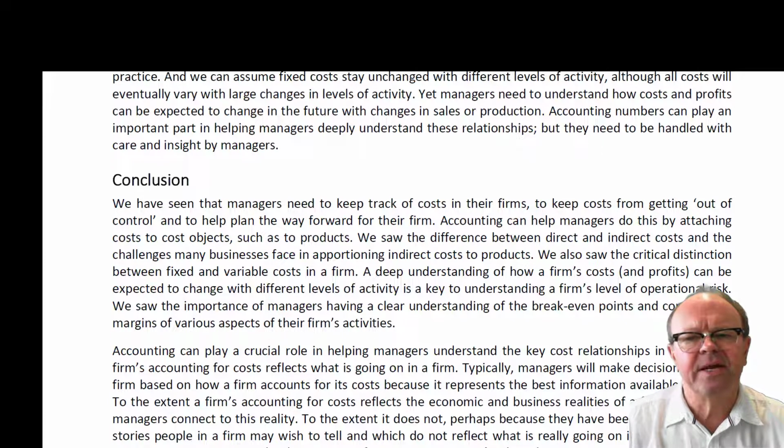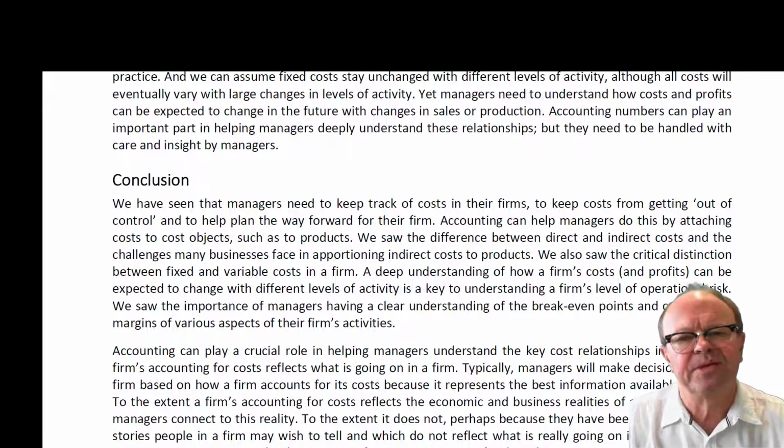Yet managers need to understand how costs and profits can be expected to change in the future with changes in sales or production. Accounting numbers can play an important part in helping managers deeply understand these relationships, but they need to be handled with care and insight by managers.